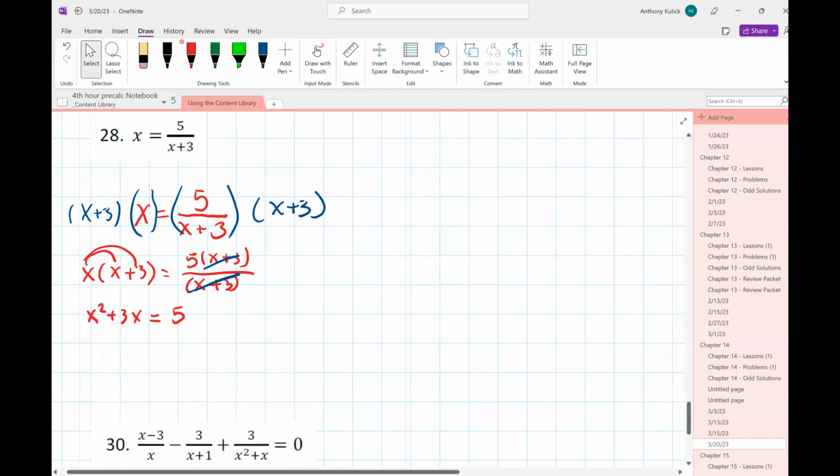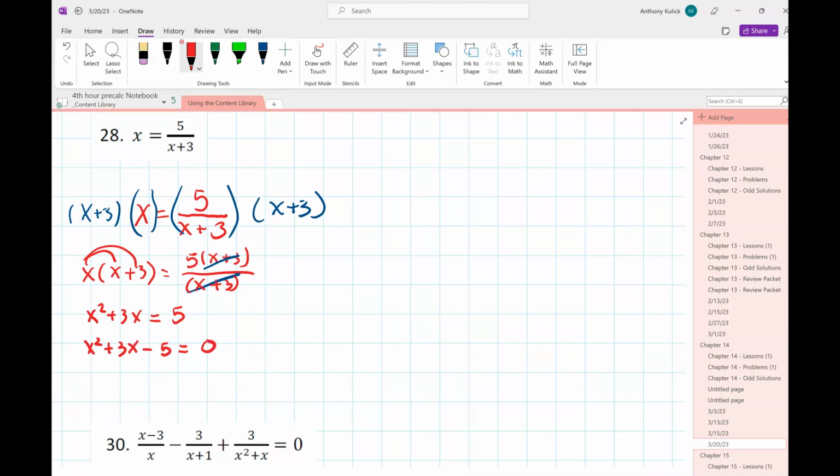Great. So it's got to equal 0 since it's quadratic to solve. Okay. Corey, what should I do here? Okay. What two things multiply to give me -5 and add to give me +3? Okay. So what should I do then? Great. What is it then?